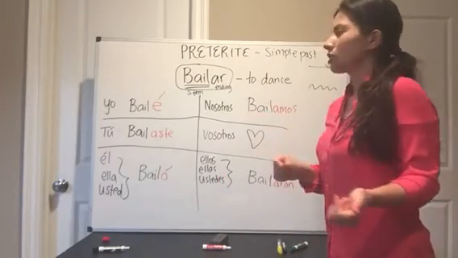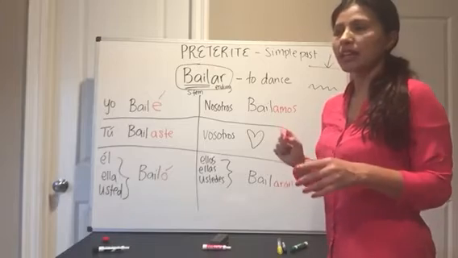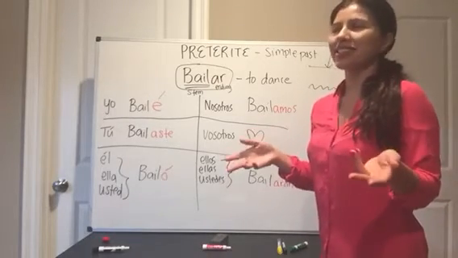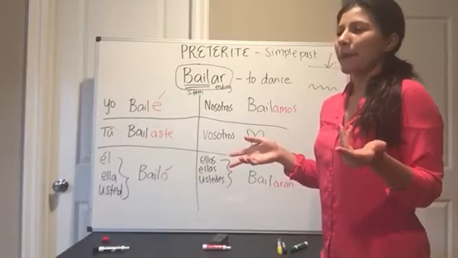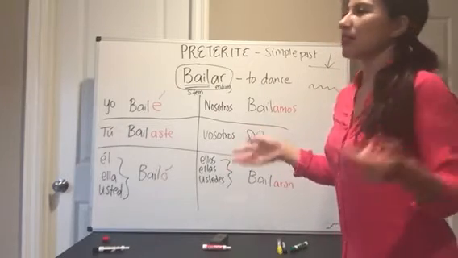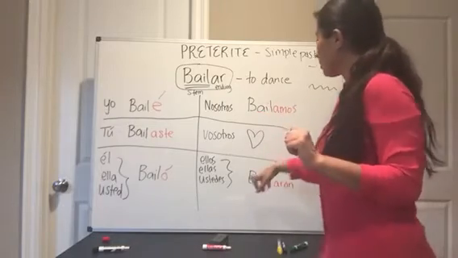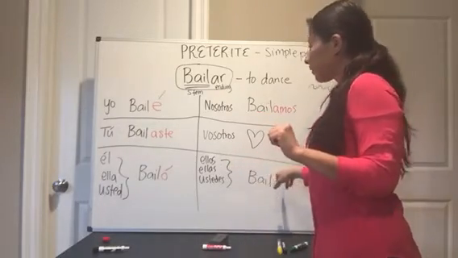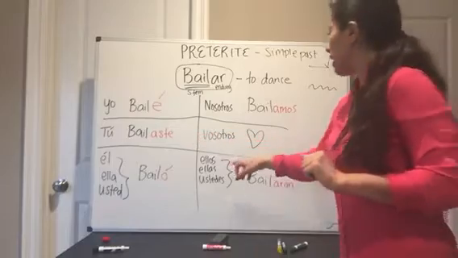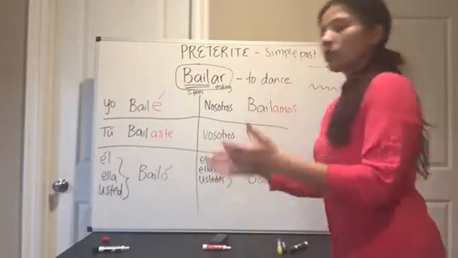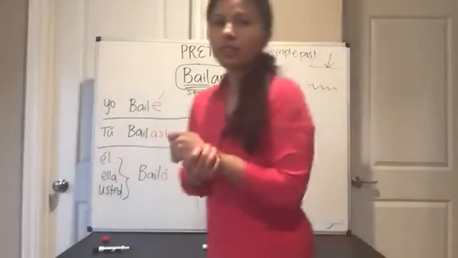Nosotros bailamos, we danced. Like in English, we have read and read. Like I read the book or I read the book. Well, I guess it's said differently, so that's kind of different, but it works out. Nosotros bailamos, we danced. Ellos bailaron, they danced. Ellas bailaron, they danced. Ustedes bailaron, you all danced.